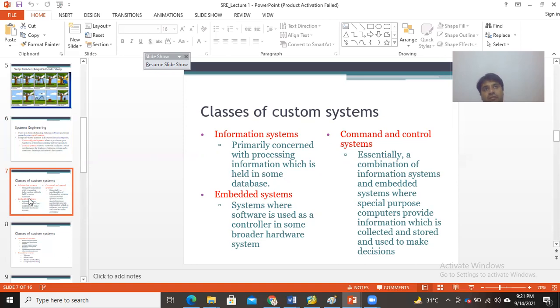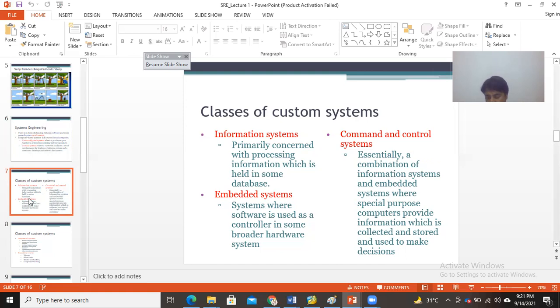If you are retrieving some information, updating some information in the database, or inserting information into a database, you will call that particular system an information system. For example, your LMS, learning management system. Your learning management system is a kind of information system. This is the first class of custom system.